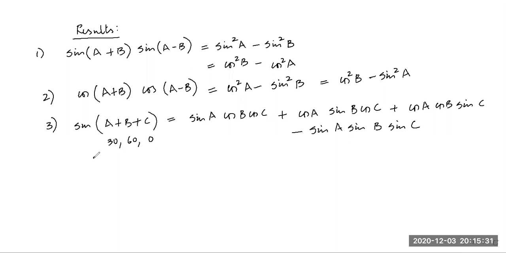So on left side, it becomes sine of 90. Sine 90 is 1, right? So left side is 1. Let's see what is right side. Now sine A is 30. Sine 30 is 1 by 2 into what is cos B? Cos B is cos 60. So that is again 1 by 2.